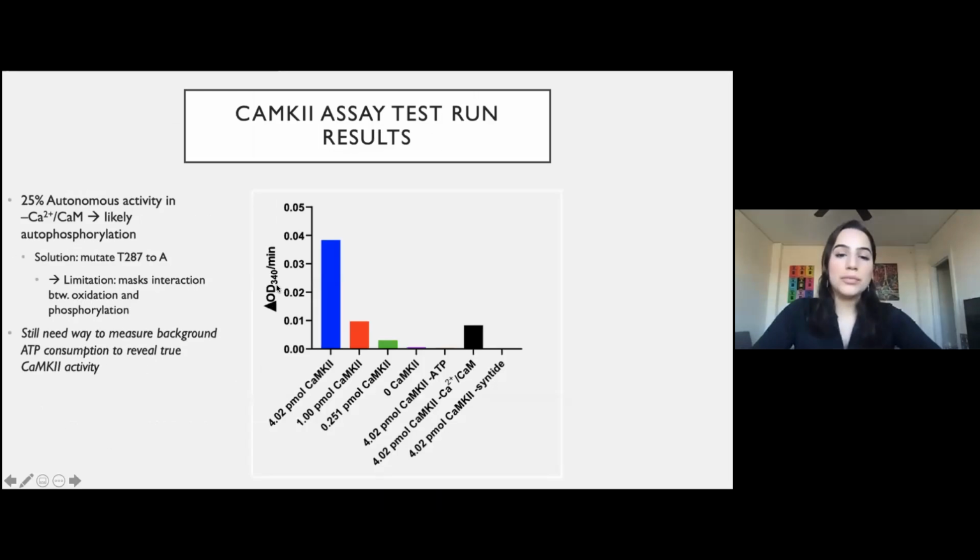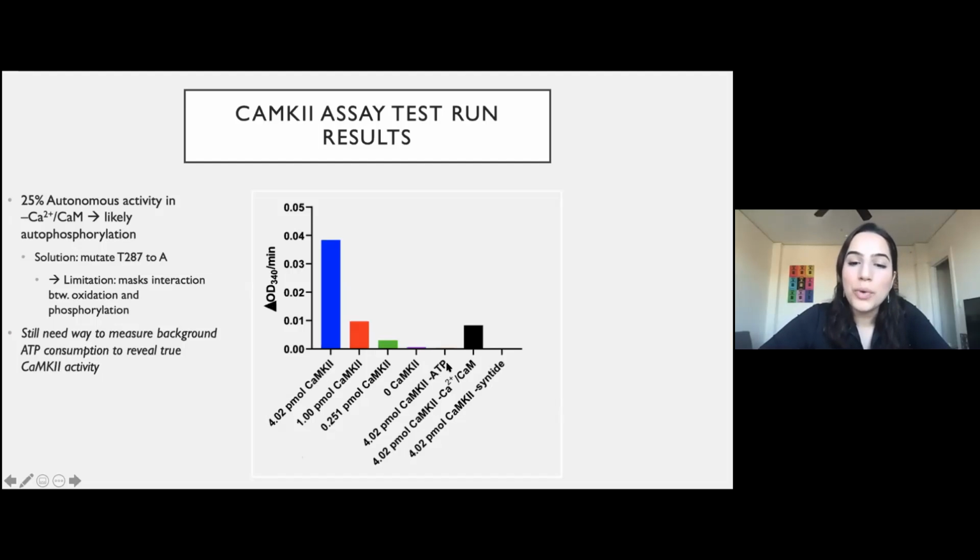Okay. So this is just the results from one of the initial CaMKII activity assays. And we have many different conditions. So the first was just wild type CaMKII, then just a smaller concentration of CaMKII, which correlated with less activity, which makes sense. And then again, a third smaller concentration. Now here we started to knock things out to see if the assay is working the way it should be. So if we don't add any CaMKII, we see basically no activity, which is consistent with what we expected.